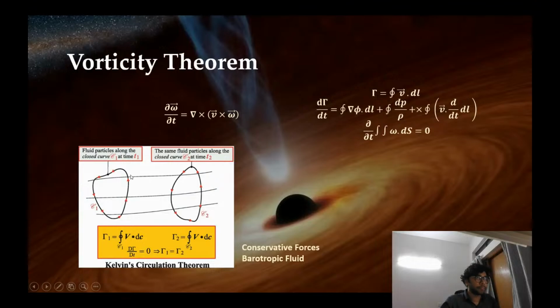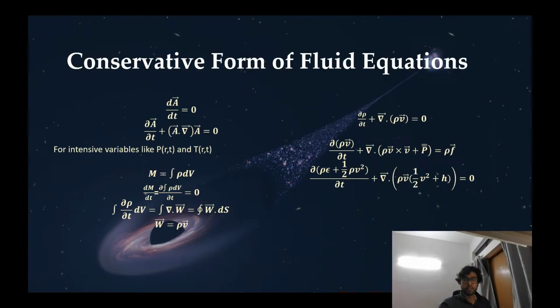Okay, let's see the conservative form of fluid equations. So what is a conservative form? Any quantity which is conserved means that it doesn't change with time, right? So d by dt is basically 0.